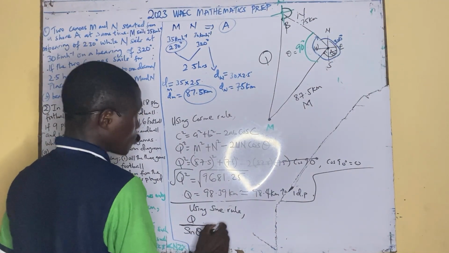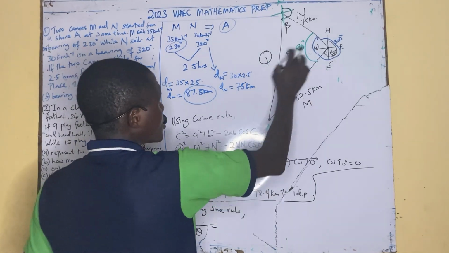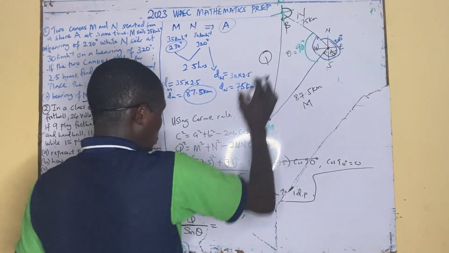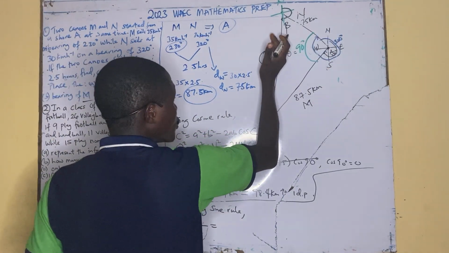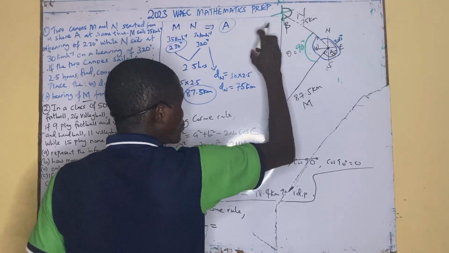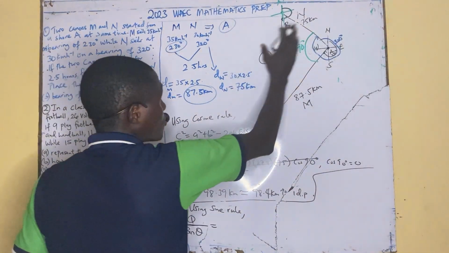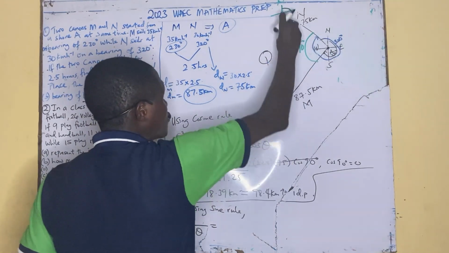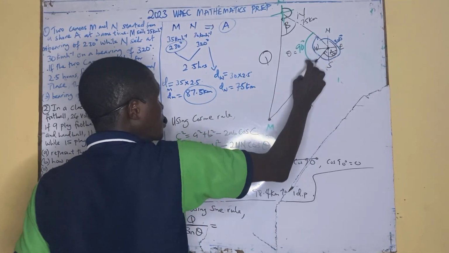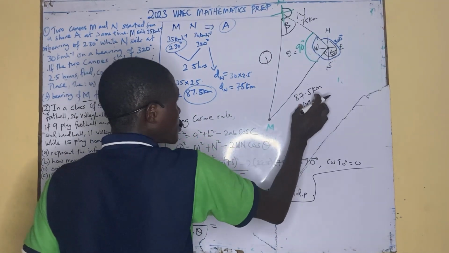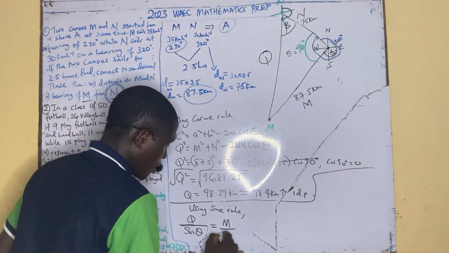Equal to, I'm using this side and this one. That is Q all over sine of this angle. Why am I using that? Because this is the side that is facing this angle. So this side all over this angle, because they are facing each other. Now I'm looking for beta. The angle here is facing this side. So it's going to be side m over the angle beta. So this one is going to be m over sine beta.